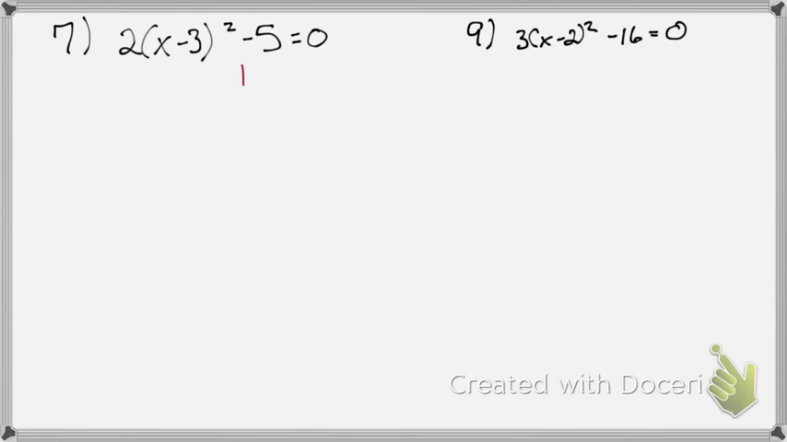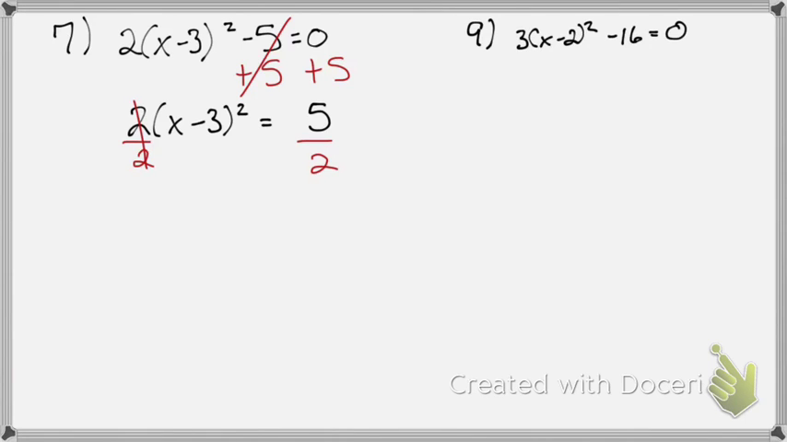So on number 7, the first thing that I need to do is plus 5 on both sides to cancel out minus 5. Leaves us 2 parentheses x minus 3 squared is equal to 5. Now just like on the front, we need to divide by the leading term, the 2 parentheses x minus 3. So we're going to divide by 2, which will leave us with the parentheses x minus 3 squared is equal to 5 divided by 2.